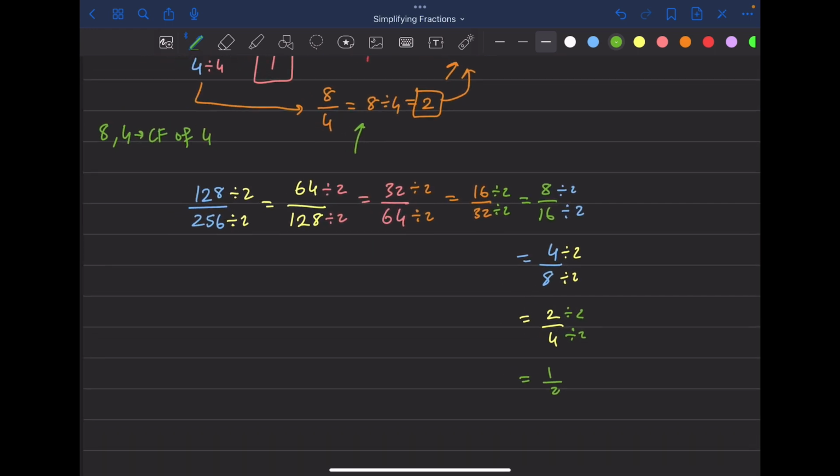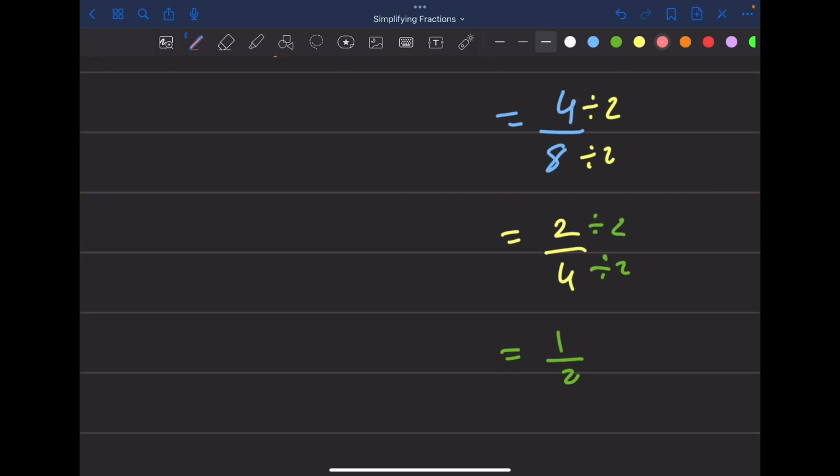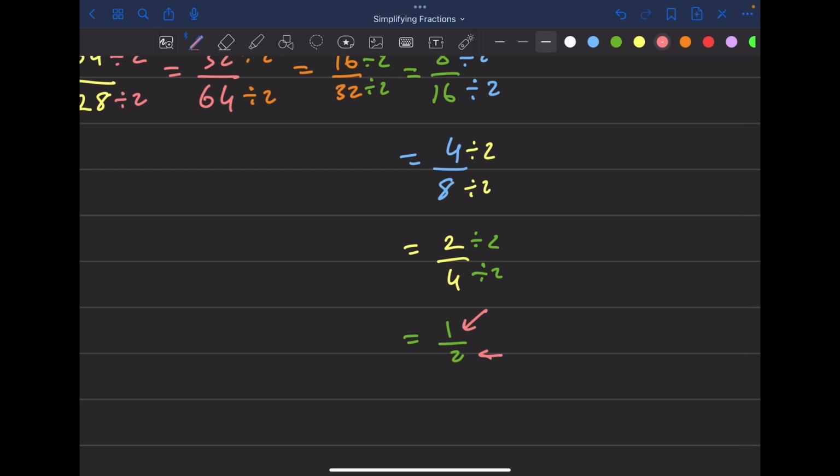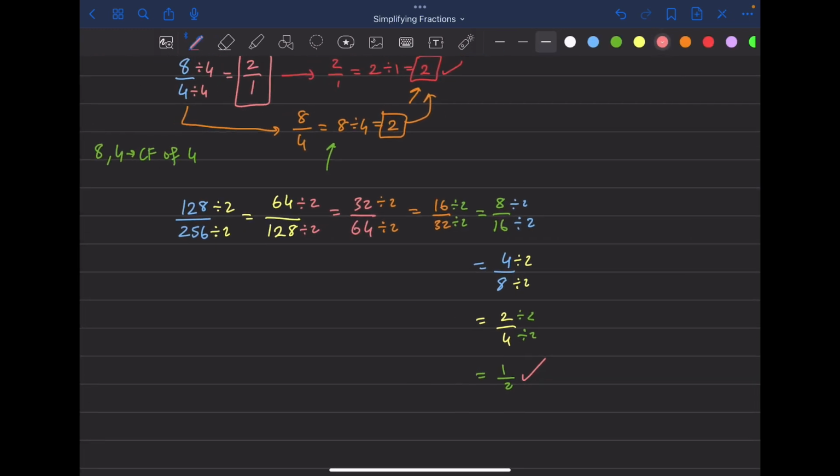And now we can stop, because if you ever have a 1 in either the numerator or denominator, it means that you fully simplified the question and you cannot divide it by anything else. Because 1 is the smallest whole number that you can get on a fraction. So once you have a 1 in the numerator or denominator, you know you are done. So that's that. But if you got 1 over 2 after all these steps, let's count them. We hit 1, 2, 3, 4, 5, 6, 7. We did 7 steps to get the answer of 1 over 2.